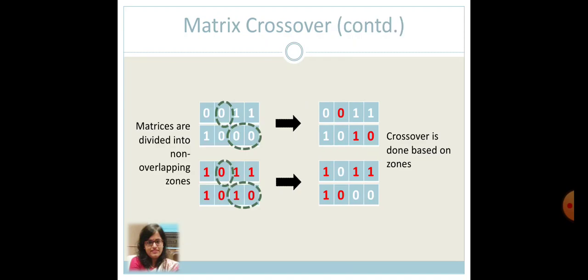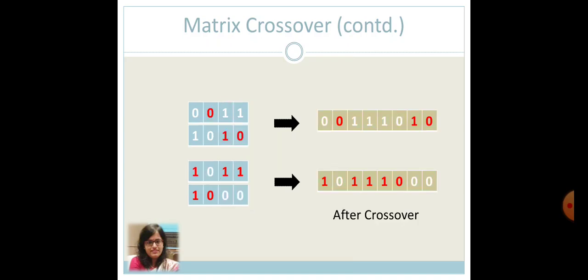Next, from the matrix we need to decide some non-overlapping zones. That is, matrices are divided into non-overlapping zones. Between the non-overlapping zones we need to do the crossover. You can see in this particular image how the crossover is done based on the zones, right? Just pause the video, then you can easily understand how this crossover is done. Just check it. After the zone division, we have done the crossover.